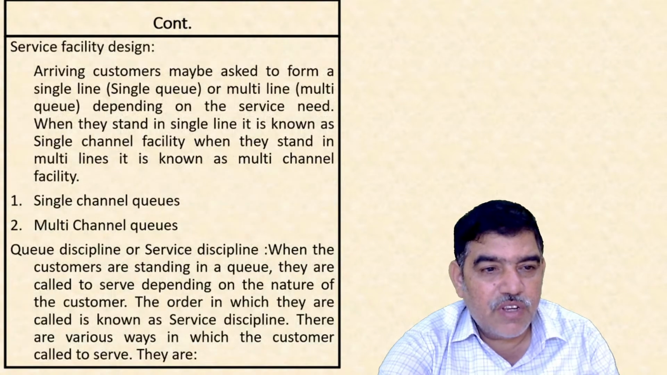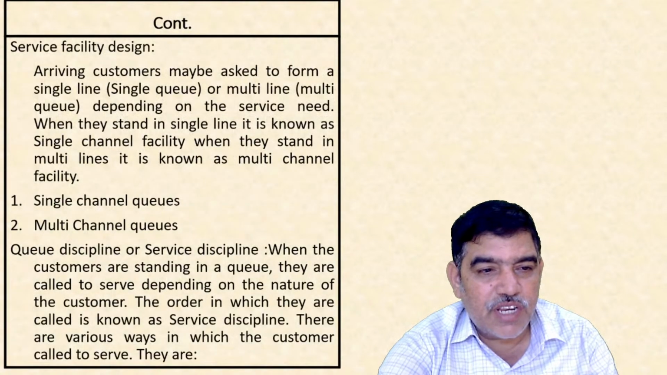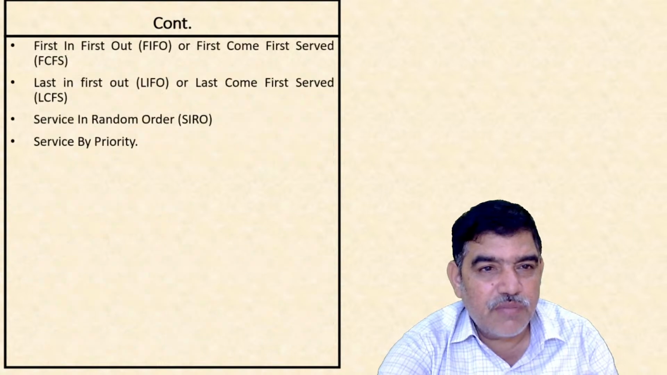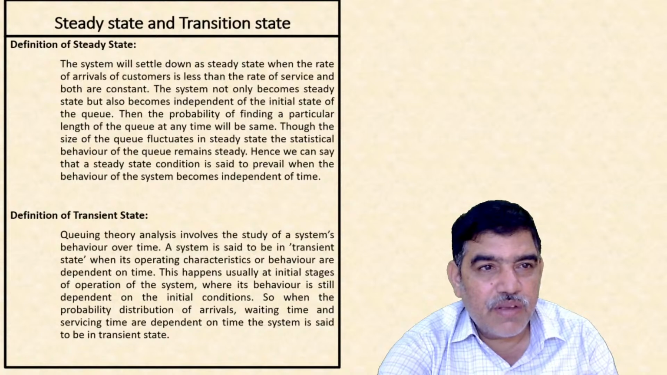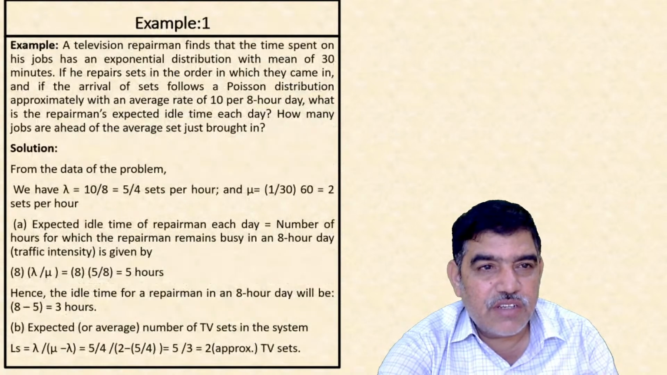In this way, we know about the single channel, multi-channel queue, queue discipline, FIFO, LIFO, SIRO, and service by priority. And we know about steady state and transient state. And one example to calculate the expected average number of seats in the system.